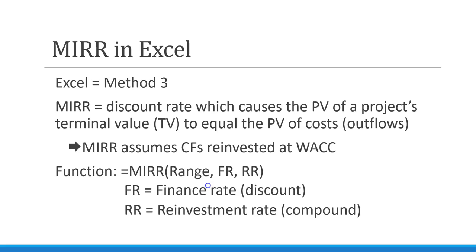For doing that in Excel, the discount rate is the rate which causes the present value of a project's terminal value to equal the present value of costs or outflows. MIRR assumes all of the cash flows are reinvested at the company's WACC, weighted average cost of capital. So you can use the MIRR function using the range of your cash flows, the finance rate, which is the discount, and the reinvestment rate, which is the compounded reinvestment rate. Excel, when it calculates it, does method 3.